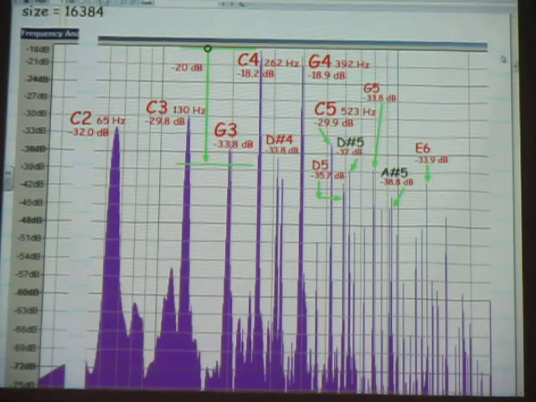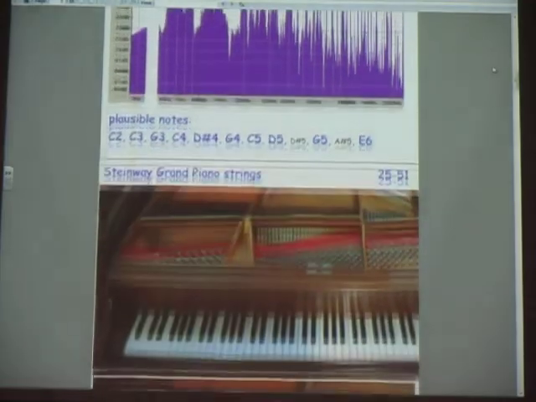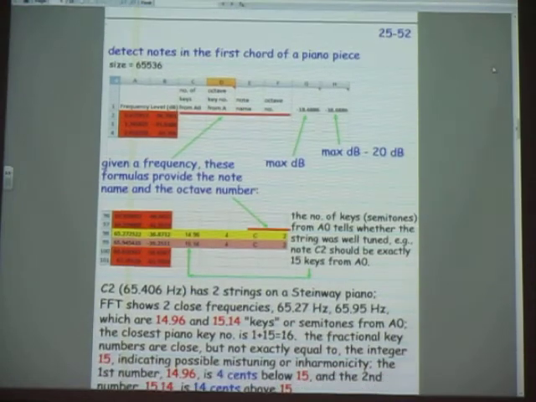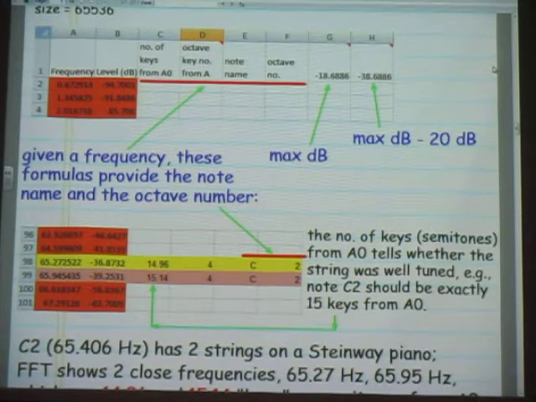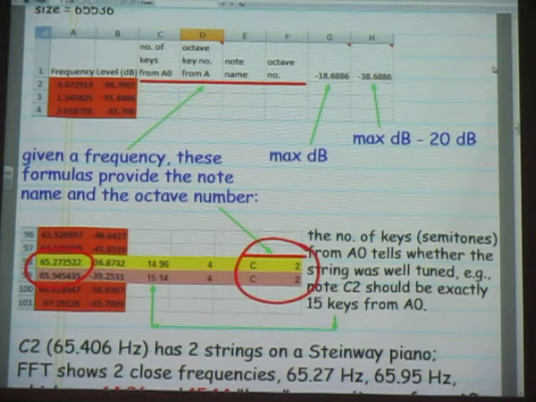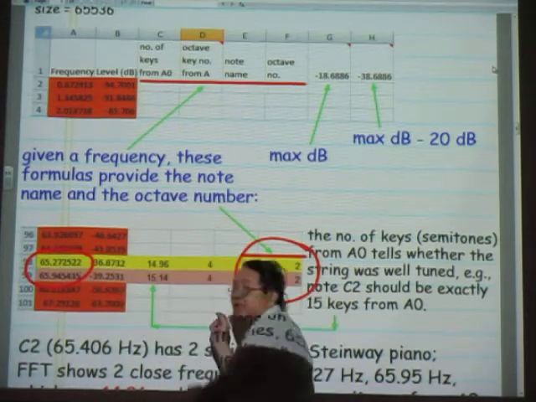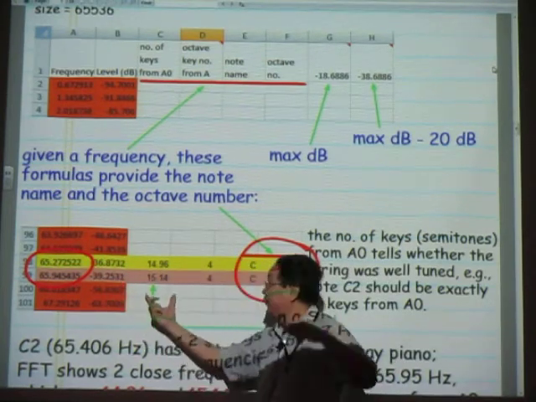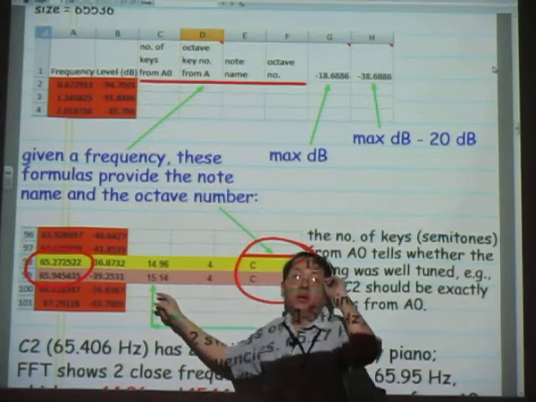Now, a more realistic case is shown down here. The frequency is given in the first column, and you need to detect the closest key or note to a given frequency. If the frequency is exactly on the note, then this number here would be an integer. That's the number of keys from the note A0.